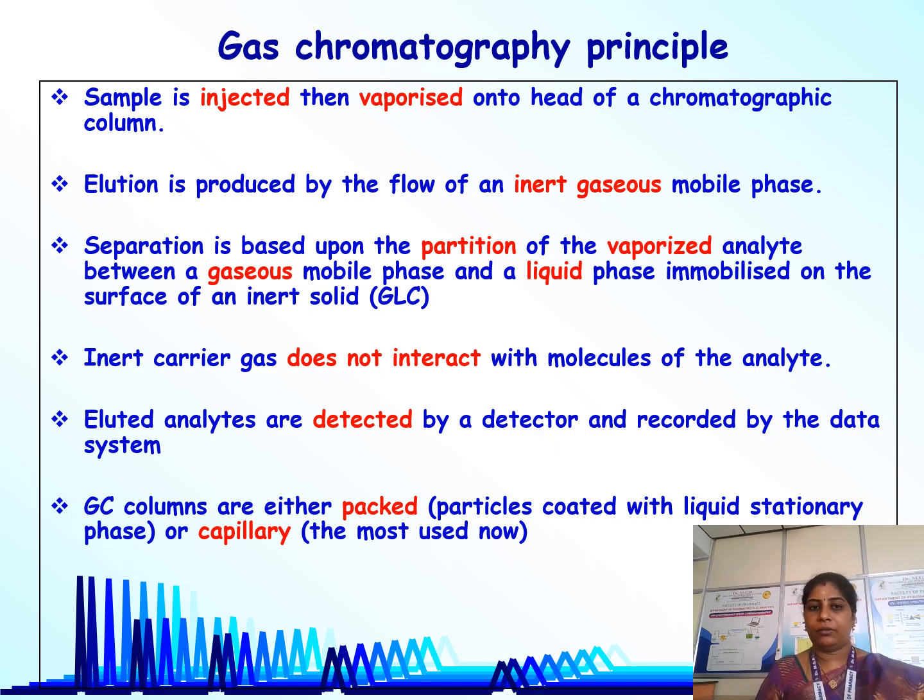Gas chromatography principle. The sample is injected and vaporized onto the head of the chromatographic column. Elution is produced by the flow of an inert gaseous mobile phase. The mobile phase used for gas chromatography is usually in the gaseous state. Separation is based upon the partition of the vaporized analyte between a gaseous mobile phase and a liquid phase immobilized on the surface of an inert solid: gas-liquid chromatography. The inert carrier gas does not interact with the molecules of the analyte. Eluted analytes are detected by a detector and recorded by the data system. GC columns are either packed, with particles coated with a liquid stationary phase, or capillary, the most used now, which is a frequently used advanced analytical technique nowadays.